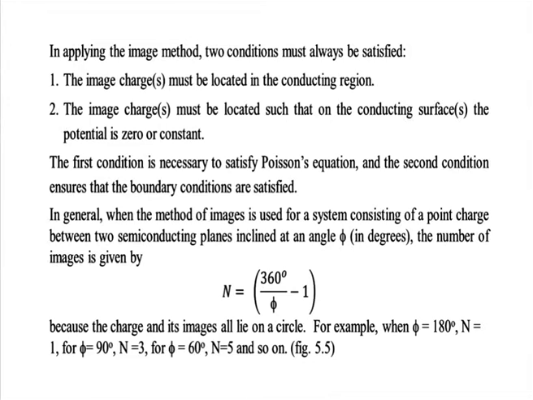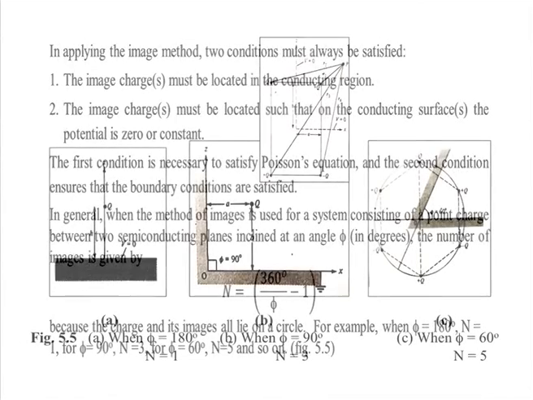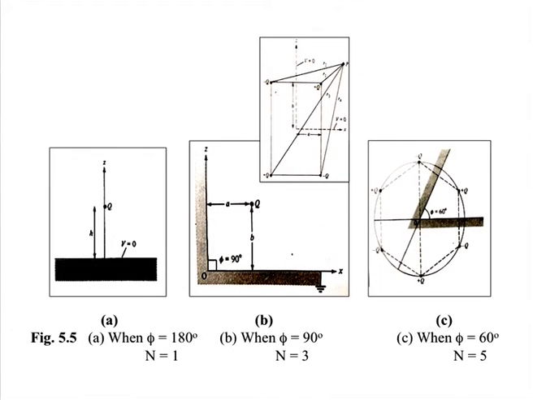In general, when the method of images is used for a system consisting of a point charge between two semi-conducting planes inclined at an angle phi, then the number of images is given by the equation n is equal to 360 by phi minus 1, because the charge and all its images would lie on a circle. For example, when phi is equal to 180 degrees, then n would be equal to 1, as can be seen in figure 5.5.